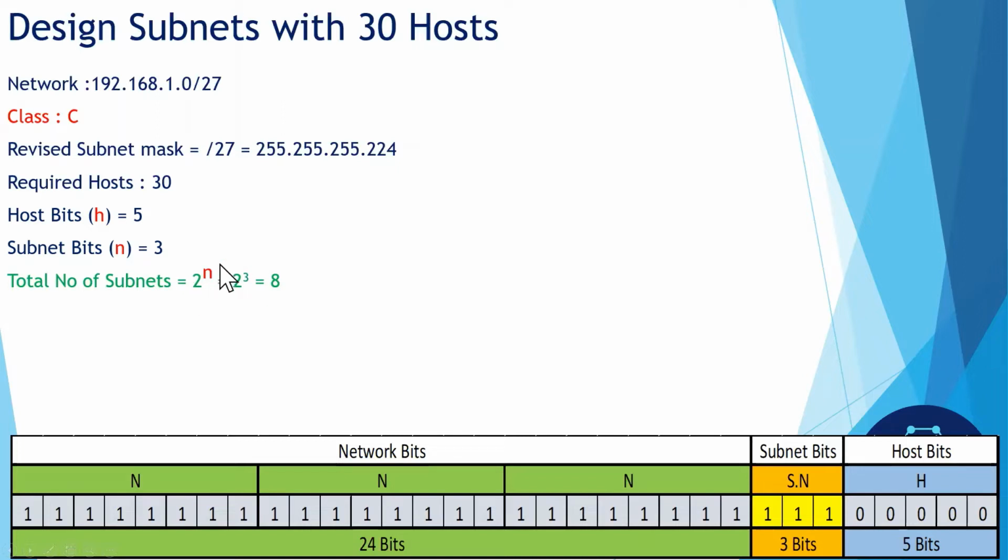Now we are going to find out the total number of subnets we can create using this network. The formula is 2 power N. So 2 power 3 is 8. We can create 8 subnets. Next, we are going to find out the block size. The block size is how many IP addresses every subnet can hold. To find the subnet block size, the formula is 2 power H. So that is the total number of IP addresses. 2 power 5 is equal to 32. Every subnet will have 32 IP addresses.